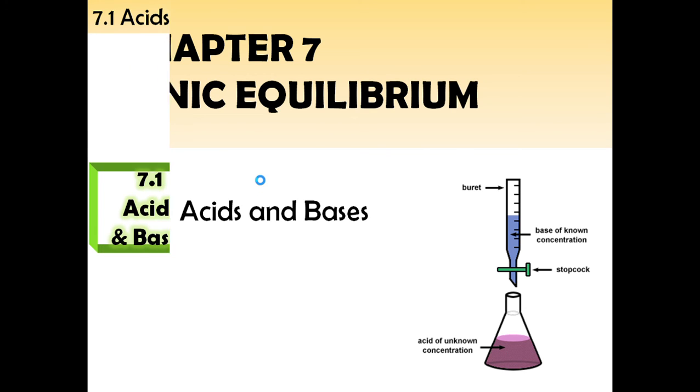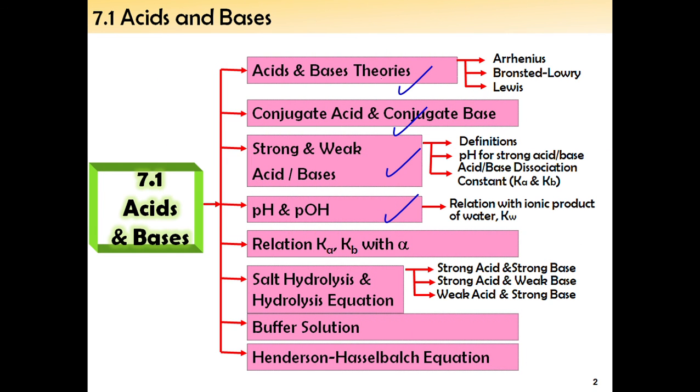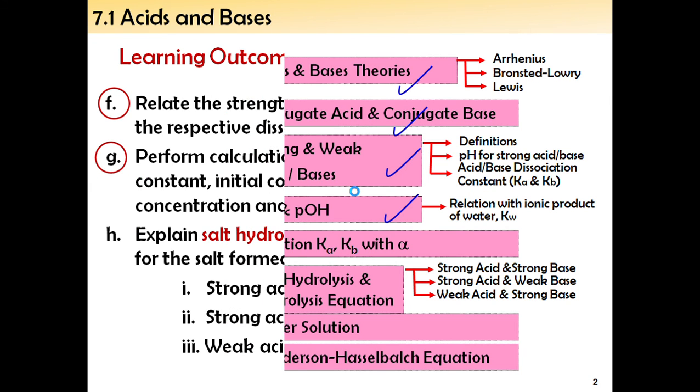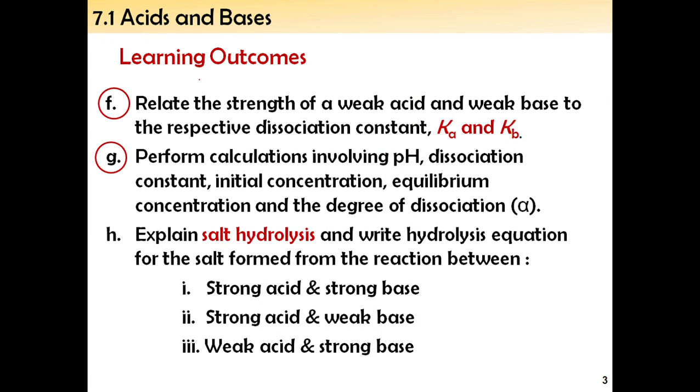Okay, this is the overview which we have gone through, these 1, 2, 3 and 4 things, in the previous video. So for this video, I'm going to continue with learning outcomes F and G, where we're going to go through Ka and Kb, and also calculation. All of this calculation is for weak acid and weak base.